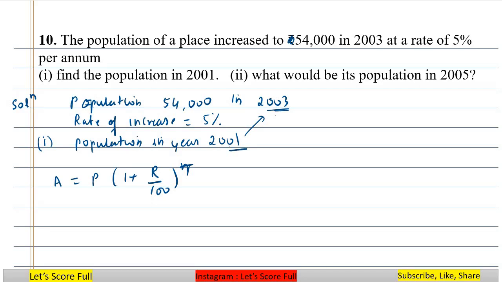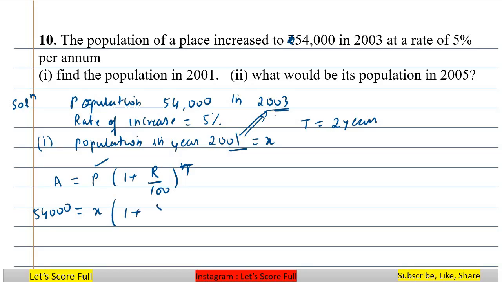The start population, the start amount, the start everything is known as principal, right? And after some time what we get is your amount. So in 2001 they are asking, so this is our principal, means let the population be x. So I'll take x here. Now the population after 2 years, can you see from here to here the time is 2 years. So that is my time. And after 2 years the population is 54,000. So that is my amount, right?